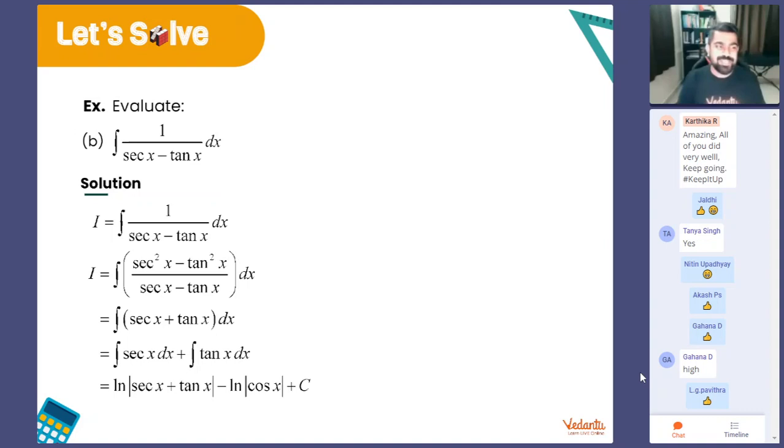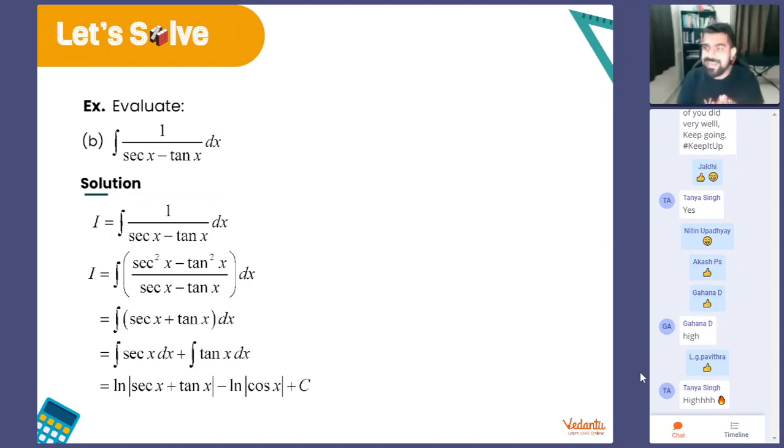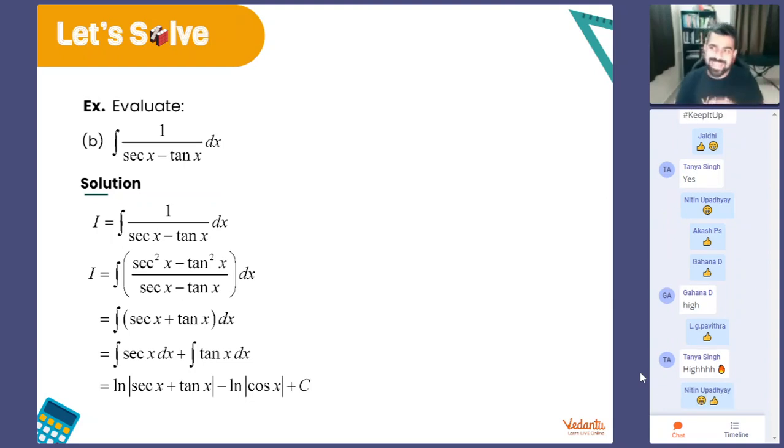Very good. So this is your final answer. Please make sure you also got the same. Integral of secant x is ln secant x plus tan x. There are other formulas also. It's up to you what you want to use. And integral tan x is minus ln cos x. Okay, done. So with that, let's move forward.